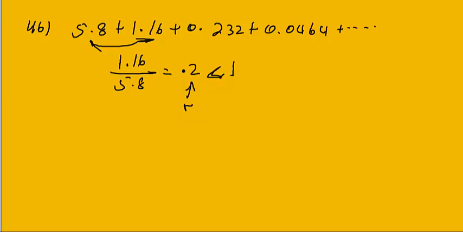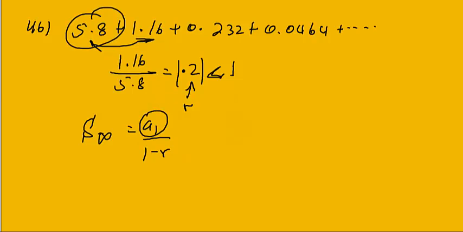So I can add it up, because it's less than 1. As long as it's less than 1, it can be negative, but when you take the absolute value, that has to be less than 1. And the absolute value of 0.2 is still less than 1. So my formula is S to the infinity equals a sub 1 over 1 minus r. And what is my a sub 1? a sub 1 is 5.8. So I have 5.8, all that over 1 minus 0.2.